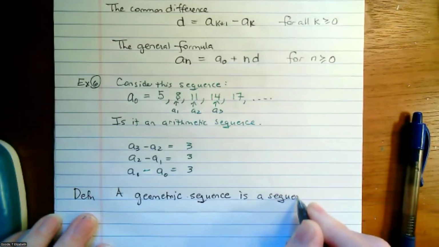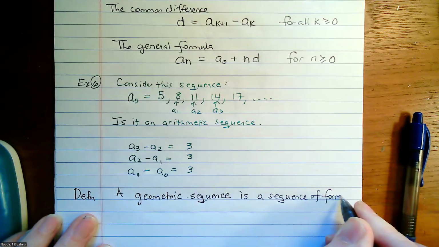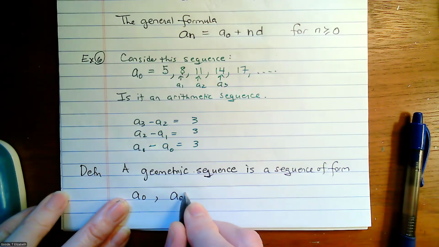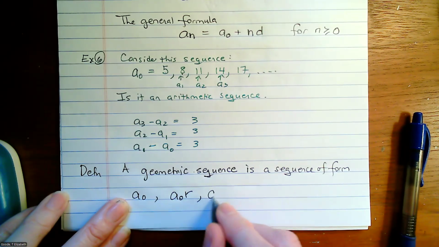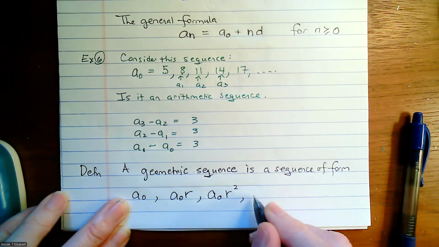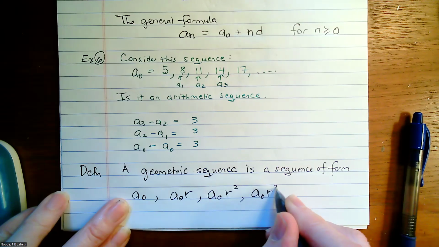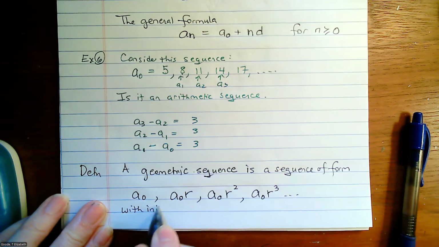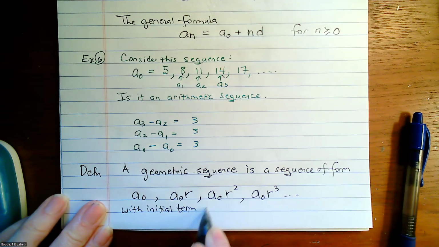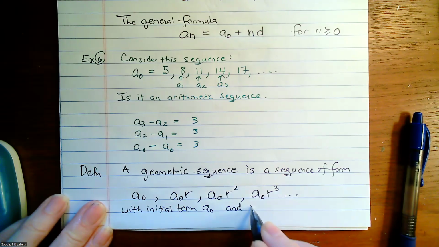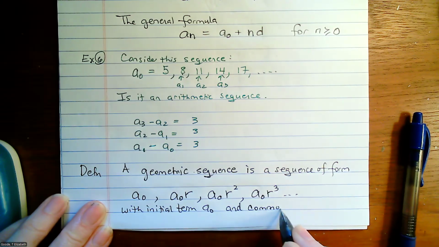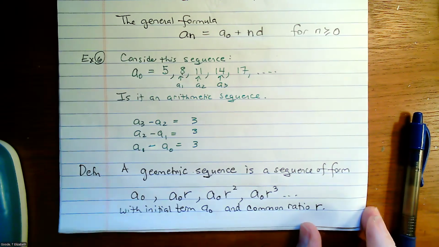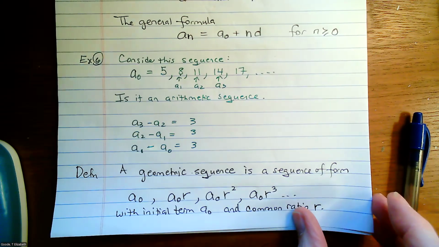It's a sequence of the form, and the way we get it is A naught, and then the next term would be A naught times the common ratio R. We're multiplying by R over and over and over again, right? And it's got an initial term, A naught, and common ratio, R. So there's our general formula.